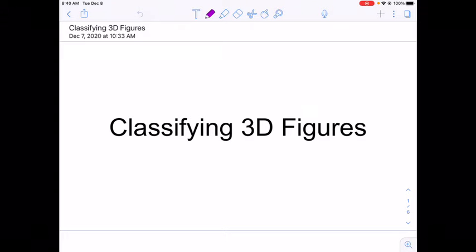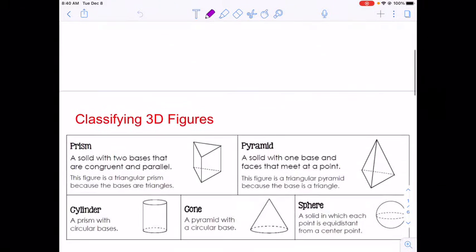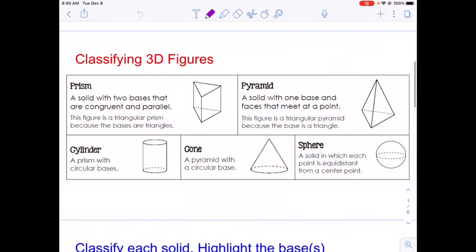All right, so let's take a look at classifying 3D figures. What we looked at yesterday, our last lesson, is the area of a two-dimensional figure, okay? So this brings in a third axis. Like we looked at X and Y, that's flat, and then the Z-axis is what takes it to a three-dimensional. So this is what we're looking at here.